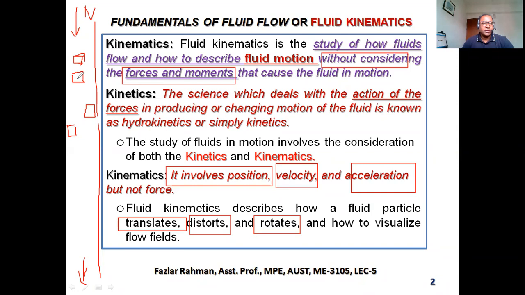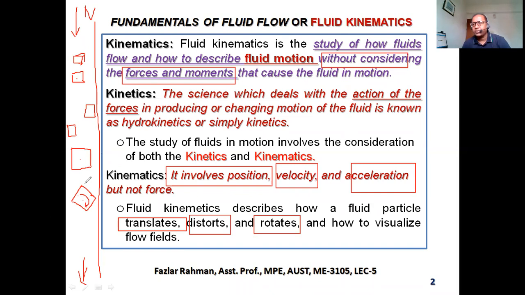Rotation means rotation around the CG of the fluid particle. Say this fluid particle came in right over here, and after a few seconds it came in over here. What does it mean? It is still a cube, but when it comes over here, it rotates about its center of gravity. That means it is rotation.